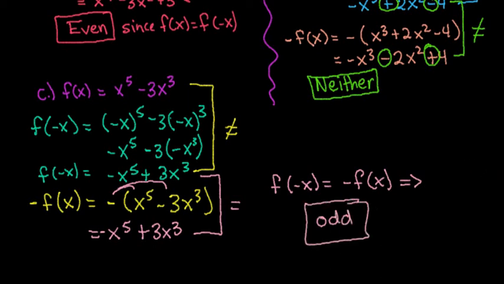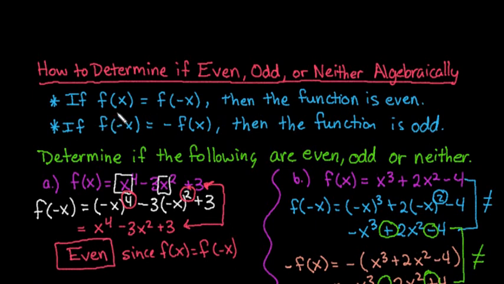Okay, so just to recap, if f of x is equal to f of negative x, then it's even. If f of negative x is equal to negative f of x, then you end up with an odd function. If neither of those is true, then you would put neither.